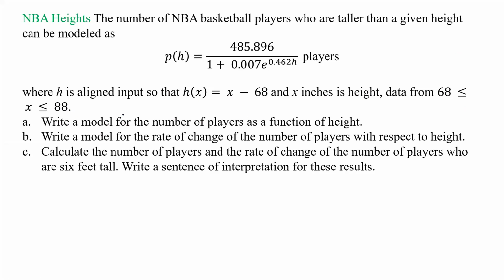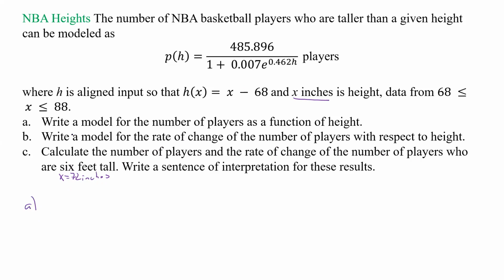Now we're supposed to write a model for the number of players as a function of height, and then write a model for the rate of change of the number of players with respect to height, and then calculate the number of players and the rate of change of the number of players who are 6 feet tall, then write sentences of interpretation. So first, 6 feet tall gives us x = 72 inches. Because we're in inches, we have to make sure we're using inches here, not feet.